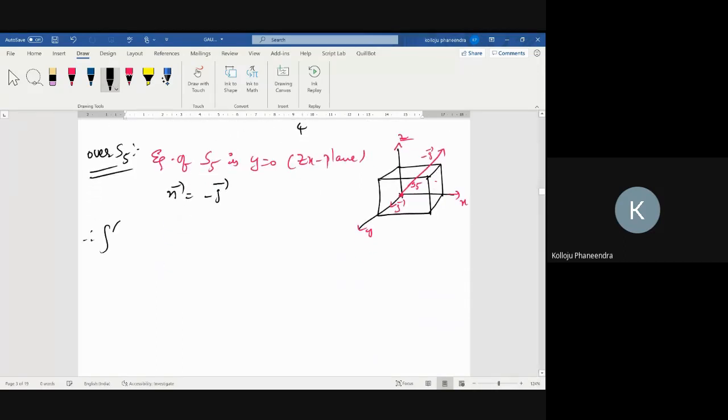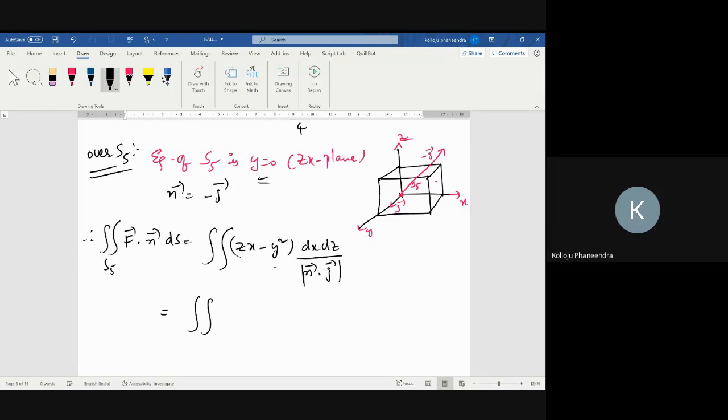Therefore the double integral over S5 of f bar dot n bar dS is equal to the double integral. What is f bar dot n bar? j dot j, so you will get zx multiplied by minus also, zx minus y square. Zx plane means dx dz by n bar dot j bar. And y equal to 0 here, so this part becomes 0. Zx, x is 0 to a, z is 0 to c, dx dz. So this value is a square c square by 4.